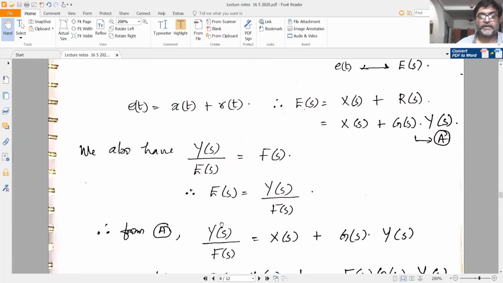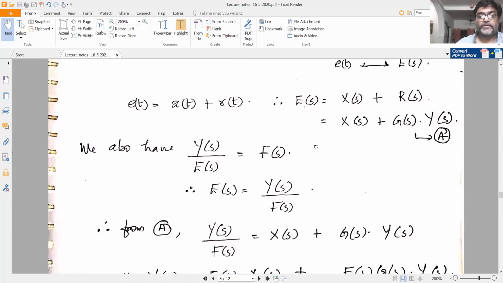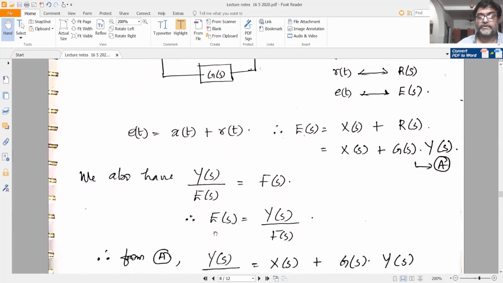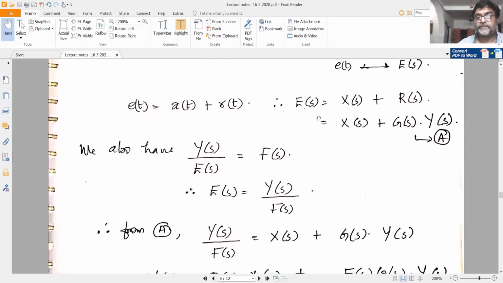So therefore we can write this as follows. We have y of s by e of s is equal to f of s. So what is e of s? E of s we can write as y of s by f of s. So this part is represented in terms of y of s.